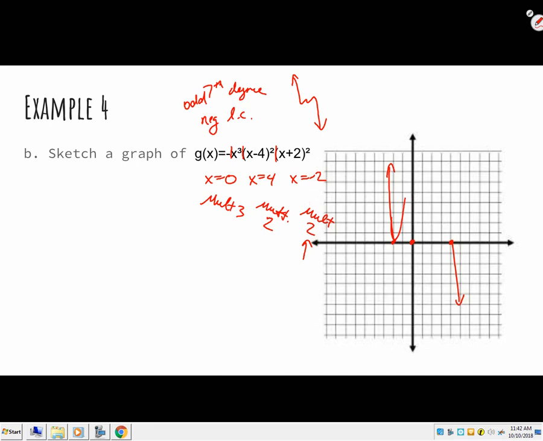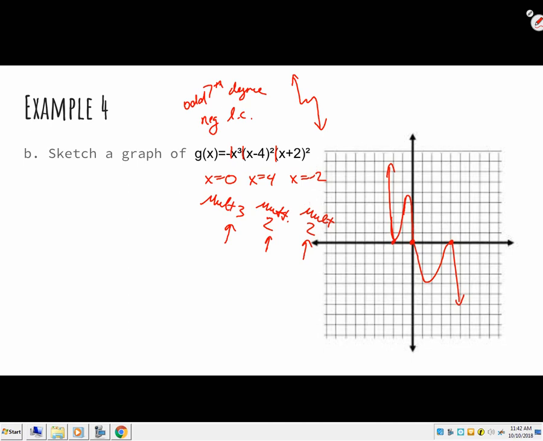Looking at 0, 0 has an odd multiplicity. So if the multiplicity is odd, I'm supposed to cross the x-axis. And finally 4. It should match up with what I already have for my end behavior. But the multiplicity is even right there. It comes up, bounces off the x-axis, and stays on the same side.